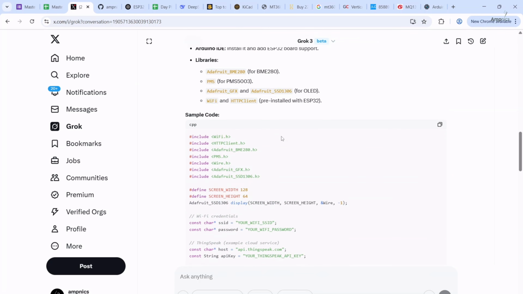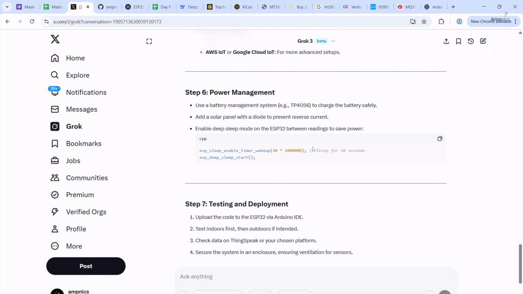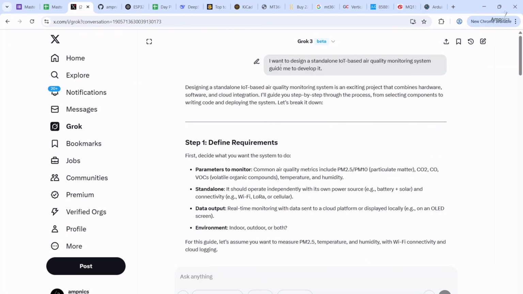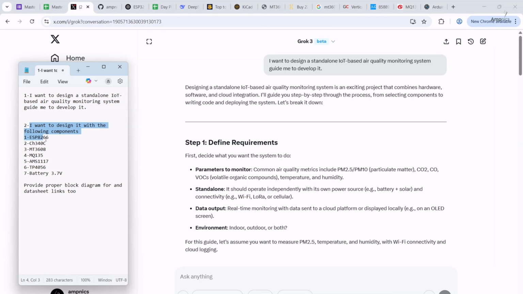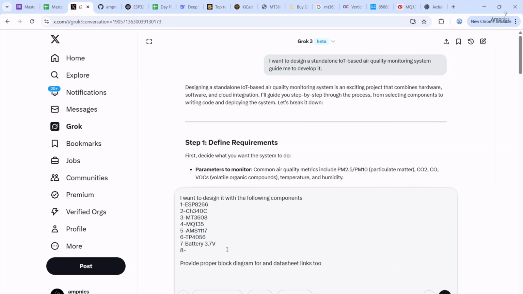Okay, so now I will specify the components so that it can give us proper information. Because in this prompt, if you notice, it is a very general question: I want to design a standalone IoT-based air quality monitoring system. I didn't specify anything here. So now I will specify the components, then we will ask it again. I have written another prompt here, and I will copy it with Control plus C, paste it here, and add another device, which is our OLED display.